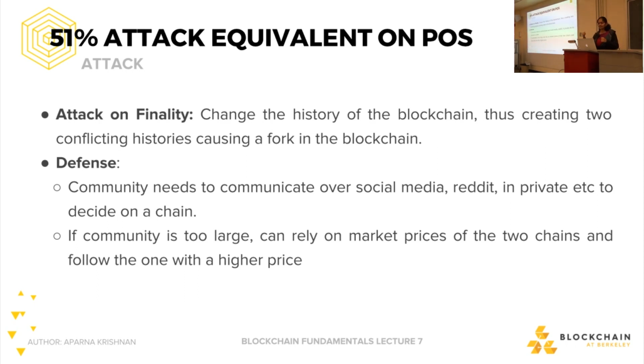The defense against this is basically, okay, someone's already forked the blockchain, the damage is done, but the community needs to now communicate amongst themselves, could be over social media, Slack, Reddit, however, and decide on which chain they're going to accept. If the community is too large, they can just rely on market prices of both these chains, and the one with the higher price will eventually be accepted as the main proof of stake chain.